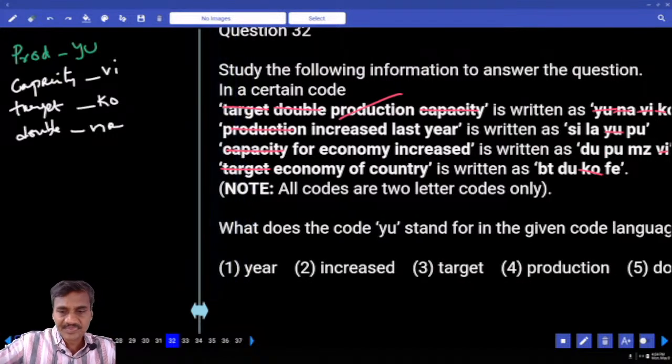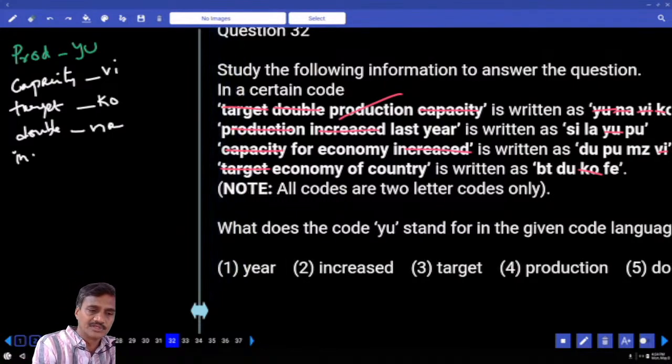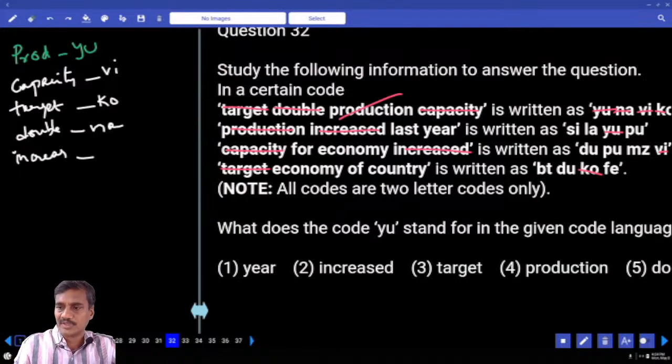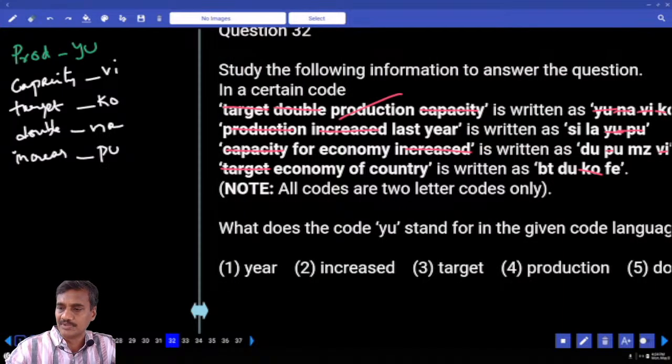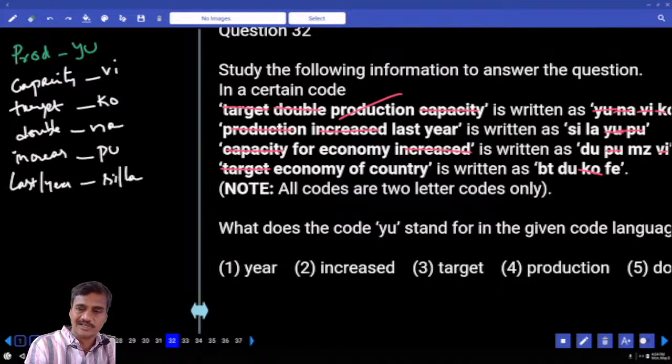Double NA. And increased last year. Increased is the word that is common between second and third, and the code that is common between these two is PU. The code for increase is PU. Now compare last and year. Last and year are left as they are, and the codes left over are SI and LU.